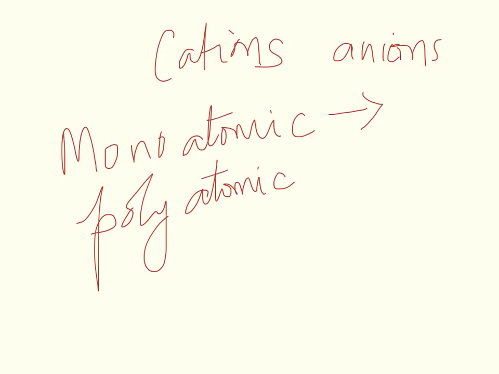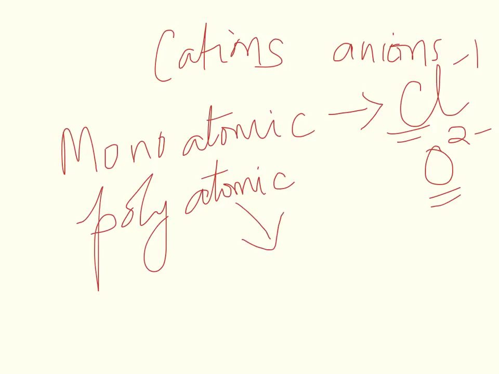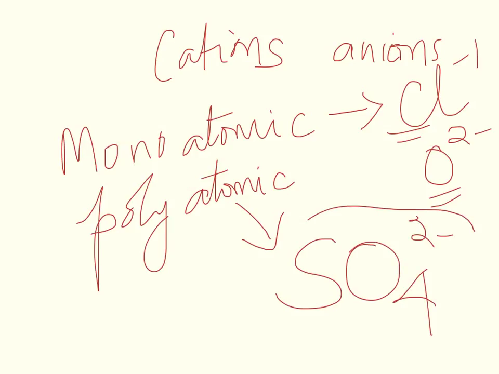Monoatomic means there is only one atom. For example, Cl-1 or O2-. There is only one atom of chlorine, one atom of oxygen. Those are monoatomic. What about polyatomic? Polyatomic ions have more than one atom in them. For example, SO4 2-, this is a sulfate ion. So again, there are some polyatomic cations, there are some polyatomic anions, and there is a list of polyatomic ions, and I will give that to you as a slide on D12.